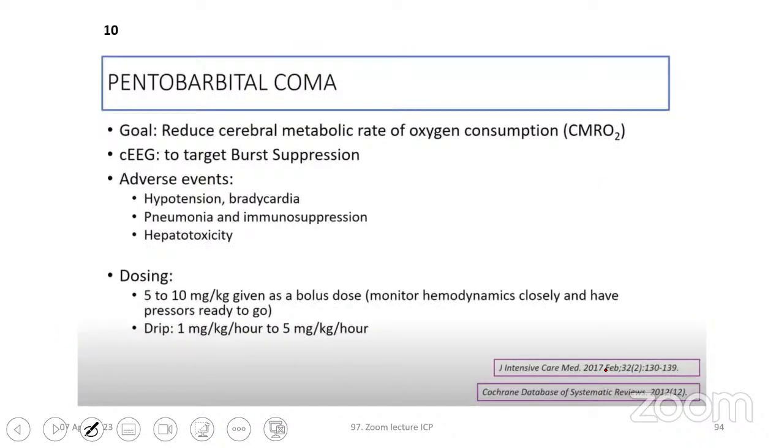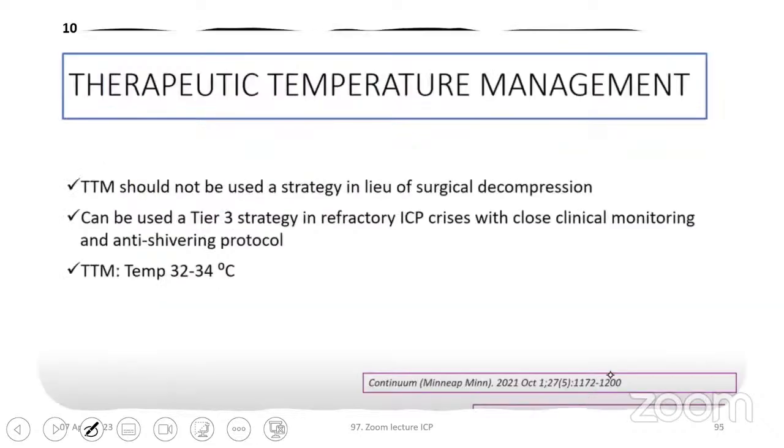Pentobarbital coma is another method, which reduces the cerebral metabolic rate of oxygen consumption, CMRO2, and a continuous EEG is required to target a burst suppression pattern. Again, the adverse effects: hypotension, bradycardia, pneumonia, immunosuppression, hepatotoxicity. The dose is 5 to 10 milligrams per kg given as a bolus dose, and then a drip of 1 milligram per kg per hour to 5 milligrams per kg per hour.